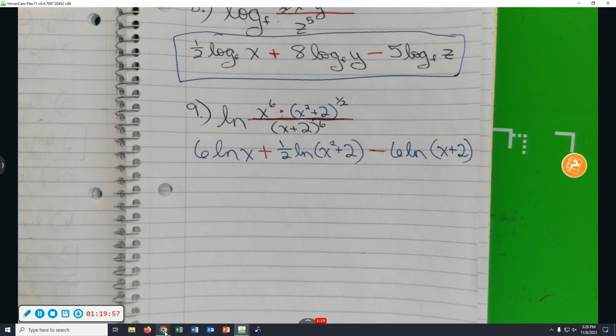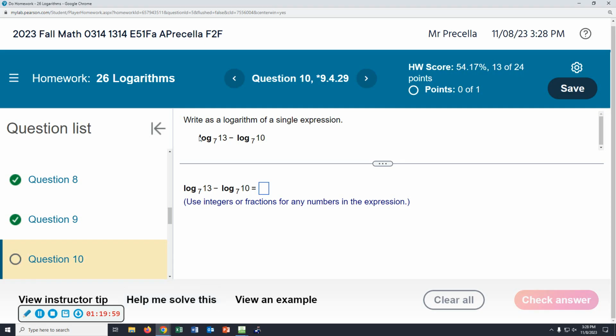Okay. So, number 10, it just says write as a single logarithm. So there's only going to be one logarithm. I wish it had said condense the logarithms, but okay.